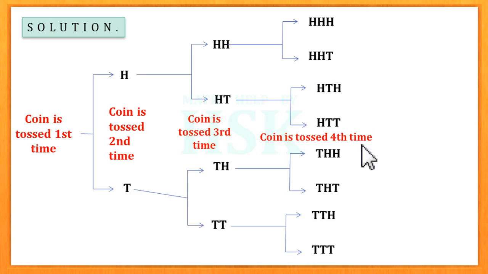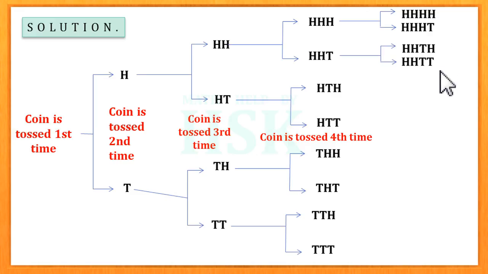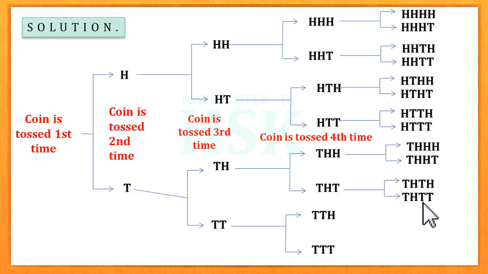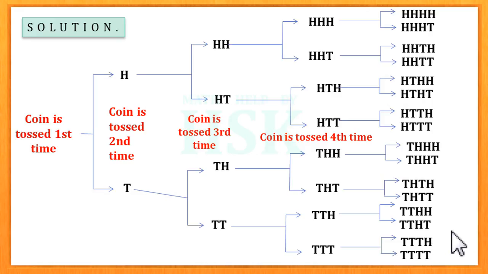Finally, when the coin is tossed for the 4th time, the events that will result after the 4 tosses will be head head head head, head head head tail, head head tail head, head head tail tail, head tail head head, head tail head tail, head tail tail head, head tail tail tail, tail head head head, tail head head tail, tail head tail head, tail head tail tail, tail tail head head, tail tail head tail, tail tail tail head, tail tail tail tail.